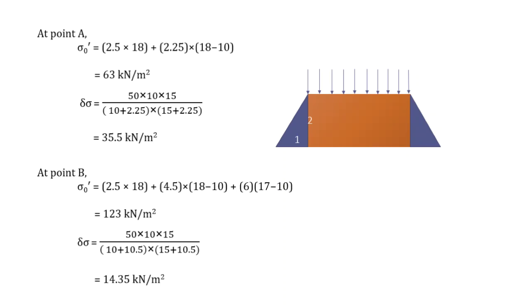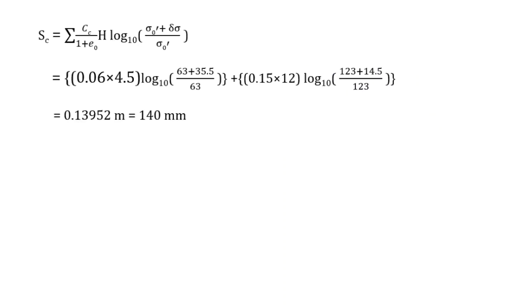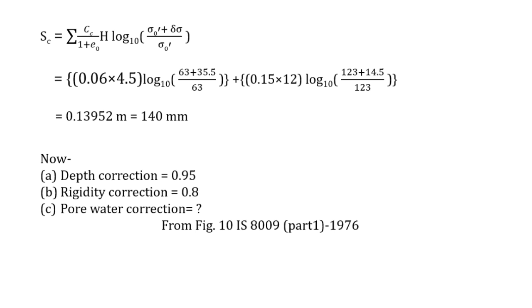Similarly, for point B at layer 2, we do the calculations and we find the initial effective overburden pressure and increase in effective overburden pressure. Now coming back to the formula, putting the values of layer 1 and layer 2 and adding, we find the consolidation settlement. Here we have to apply 3 corrections. Depth correction 0.95 is the same as previous. Rigidity correction 0.8, it is always 0.8.